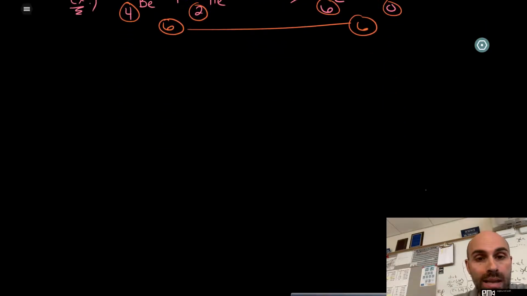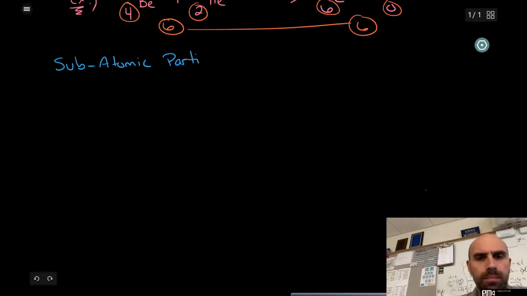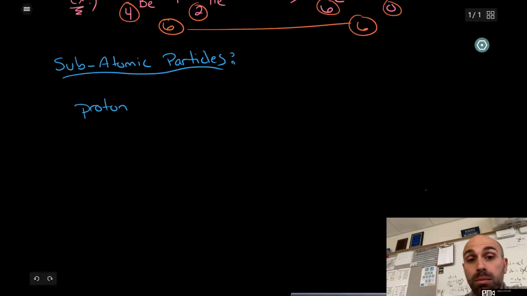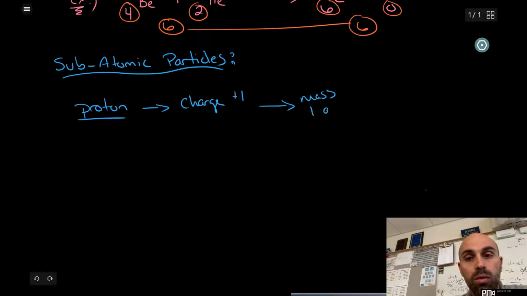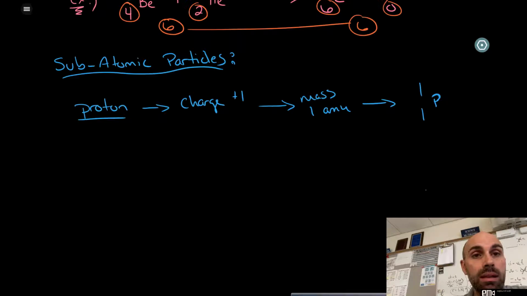So what's the deal with that whole 1, 0, N that we just saw? Well, think about what that could represent. We're talking about subatomic particles now. We have protons, we have neutrons, and we have electrons. So with regard to a proton, it has a charge of, we'll say, a +1. And it has a mass of 1 AMU. So we're going to write this as 1, 1, P. Okay, so 1 on the top, 1 on the bottom, P. That 1 on the top is talking about the mass. The 1 on the bottom is talking about the charge.